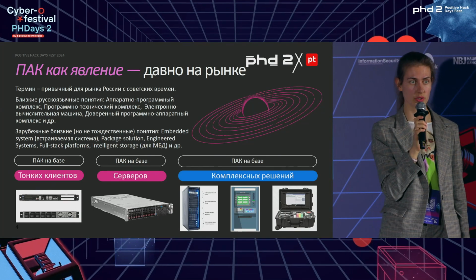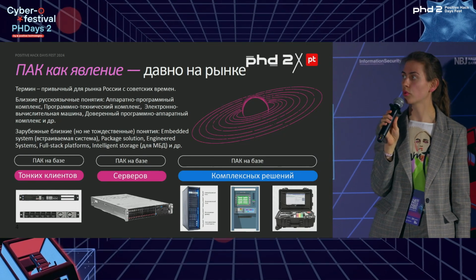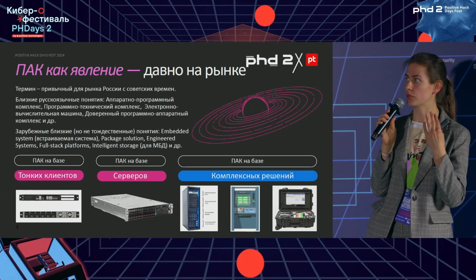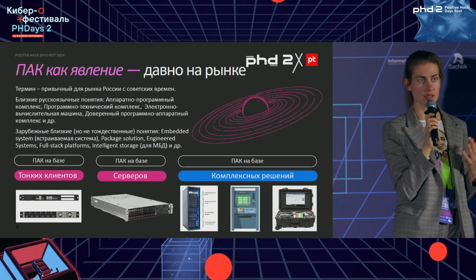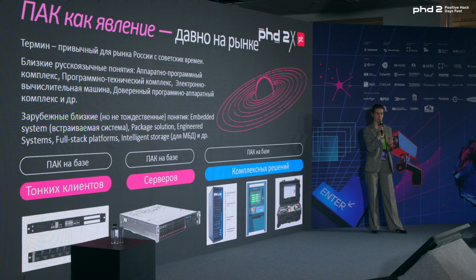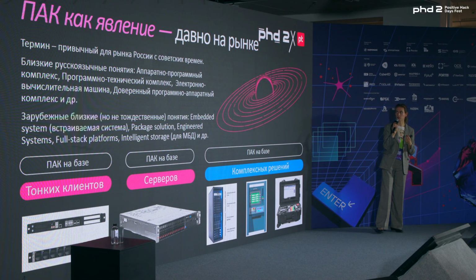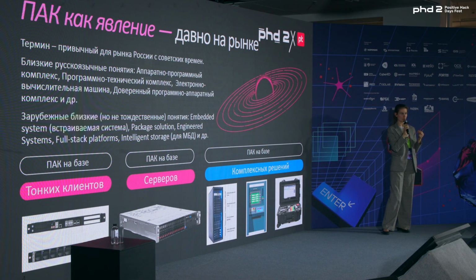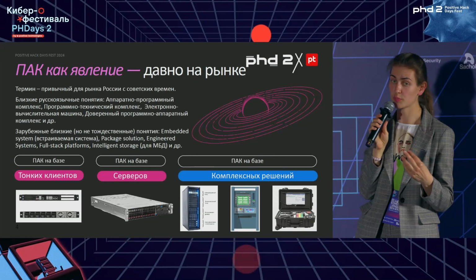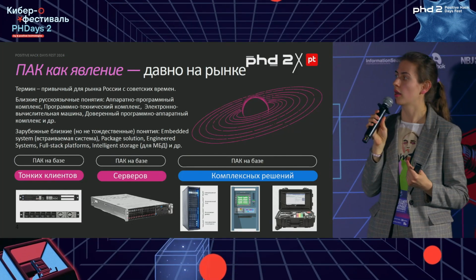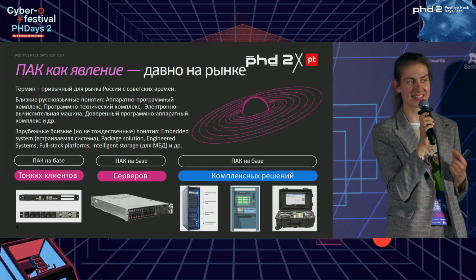Here on the screen, you can see several terms in Russian, quite similar in meaning, but not the same. PAC, as a phenomenon in the market, people know back in the Soviet time: software and equipment complexes for engineers, for teachers, for psychologists, for doctors, and they were pretty specific. So now they can be more specific and can be more universal, these packs.